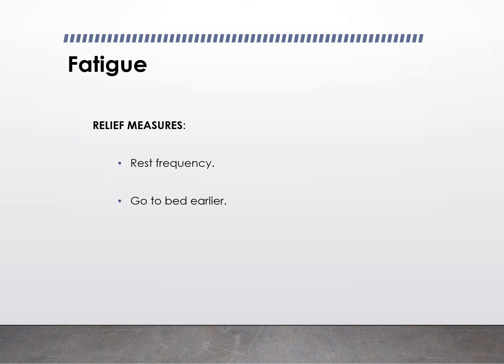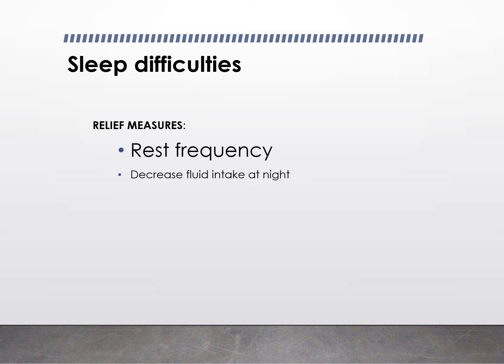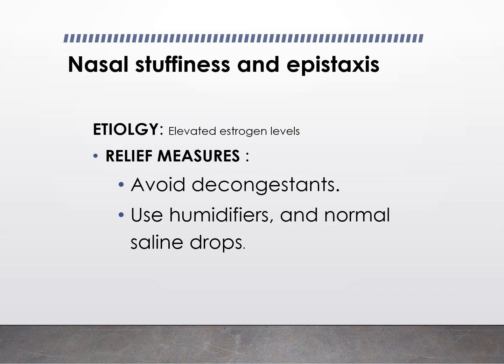The pregnant woman also always complains about fatigue. So, we advise her to rest frequently and to go to bed earlier. For sleep difficulties, decrease fluid intake at night so that she can sleep comfortably. Nasal stuffiness and epistaxis, etiology: elevated estrogen level. The relief measures: avoid decongestants and use a humidifier and normal saline drops. Advise her to have a humidifier at night, even through the day, and saline drops to use instead of decongestants.